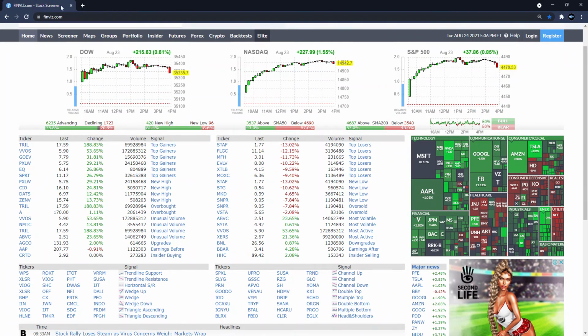First of all, you go on Finviz. If you don't know what it is, basically it's a screener that you can use to find a lot of beautiful stocks that you can trade, buy, or hold for the long term. What you want to do is go on Screener right here. You click on that.